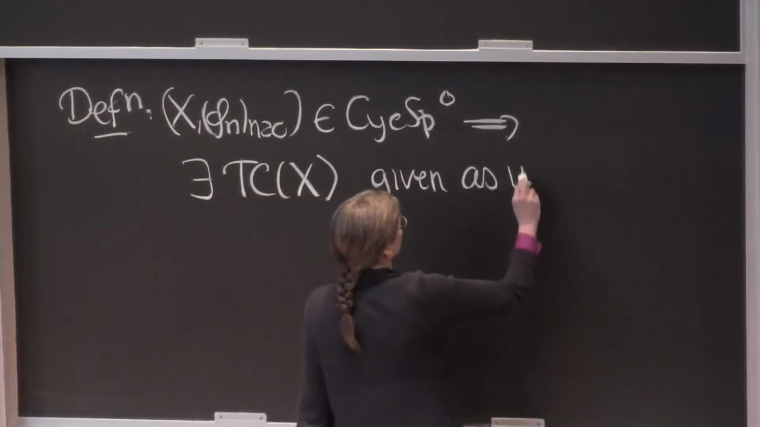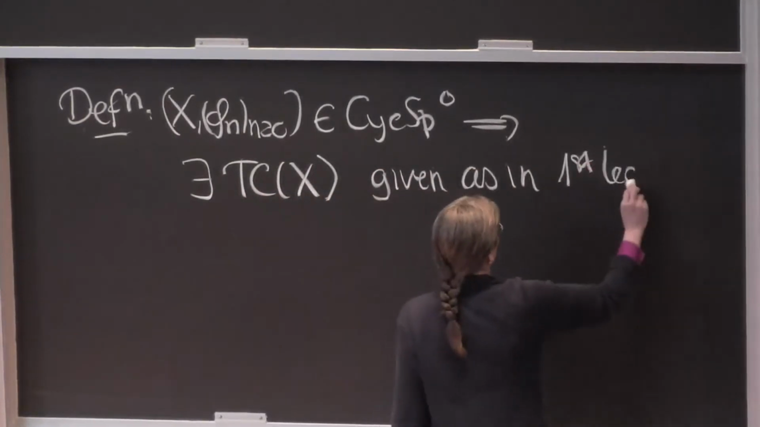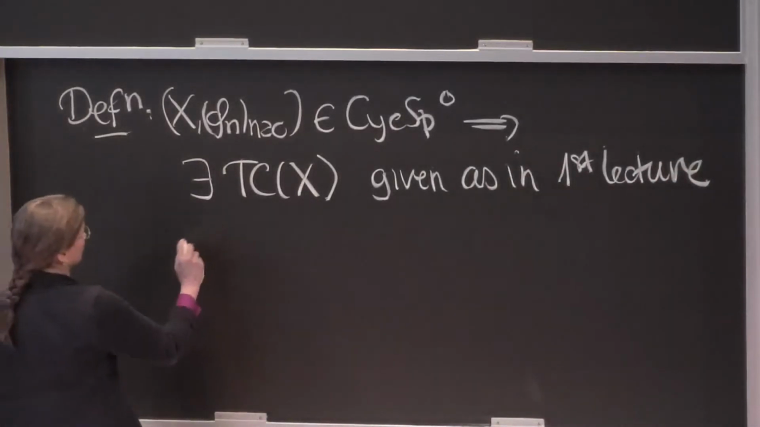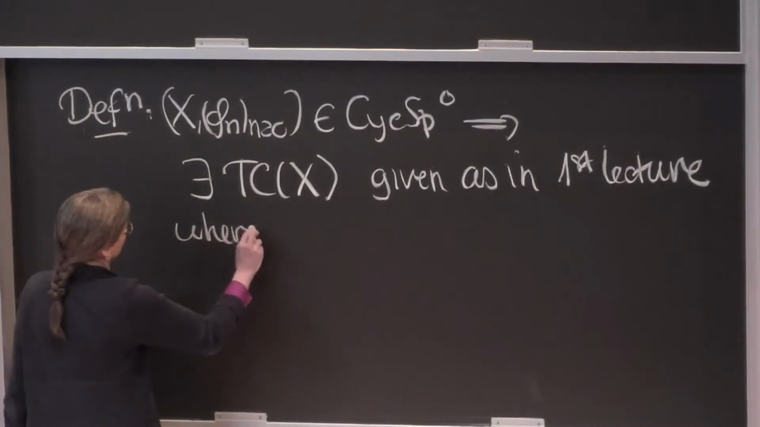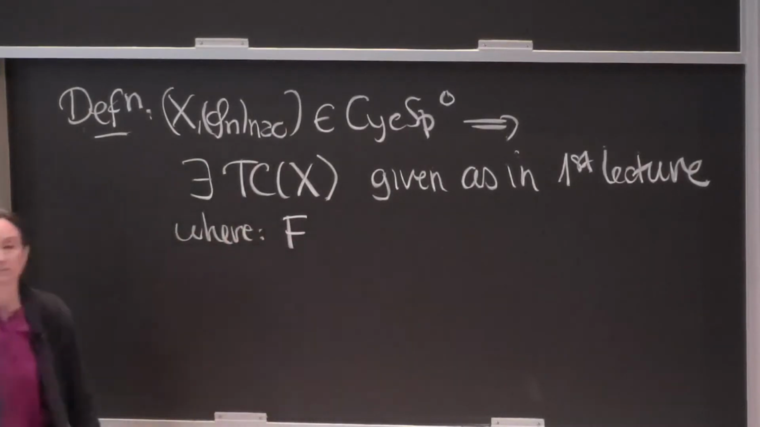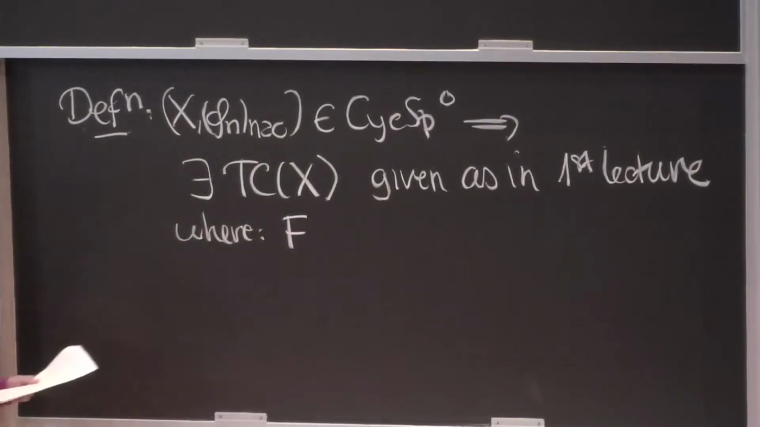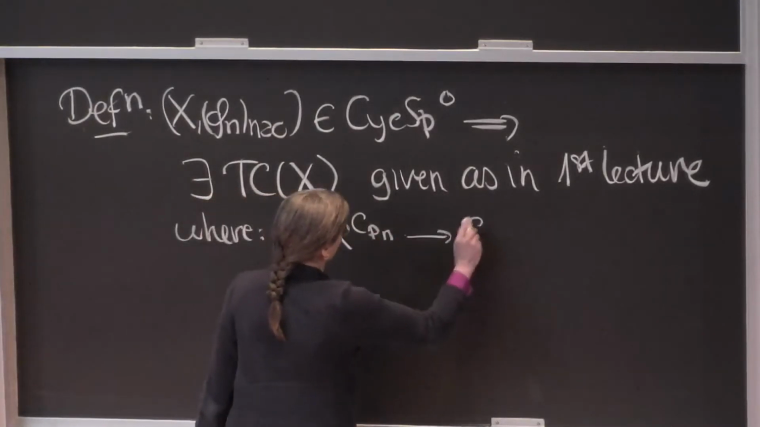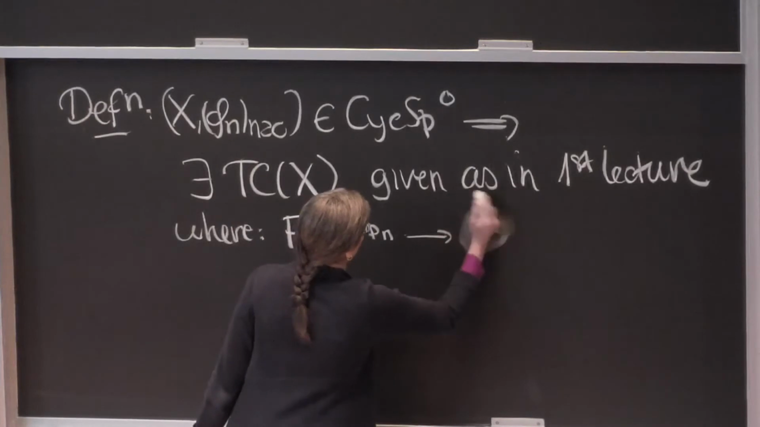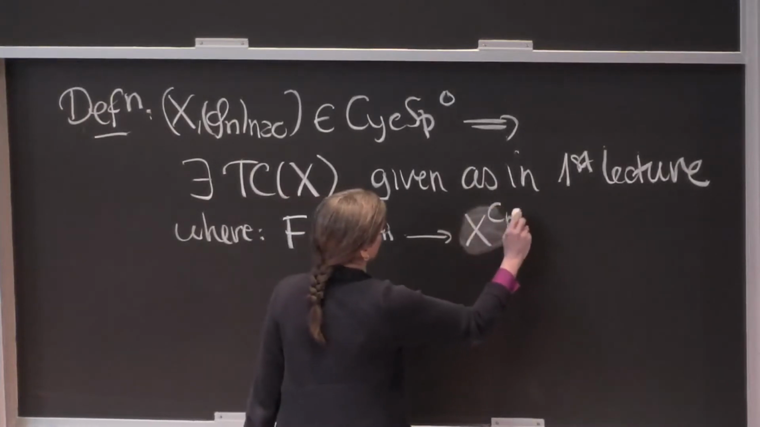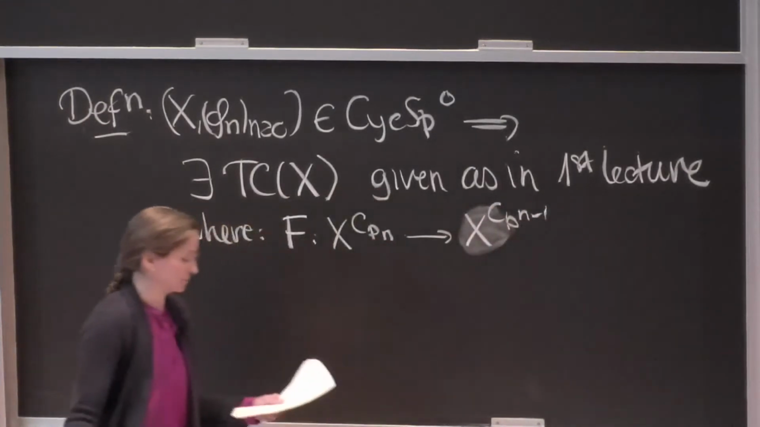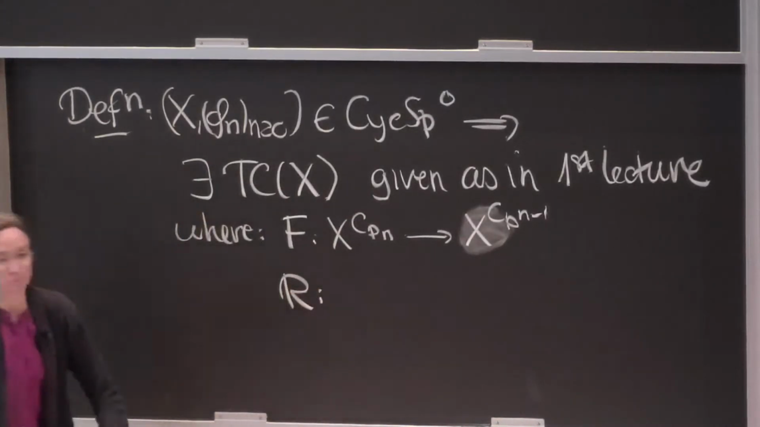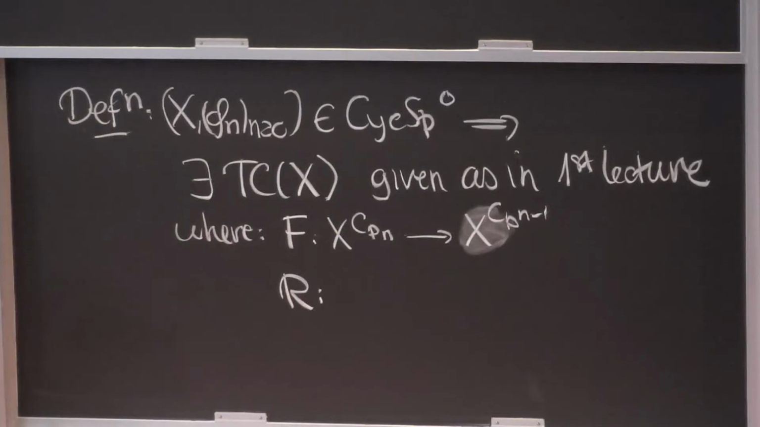so given as in the first lecture. So what we do is we have this sort of inclusion map. This is a map they call the Frobenius, which is just going to be going from the CP^n fixed points to the CP^(n-1) fixed points. And then, so that's just as before. There's nothing special or complicated about that.